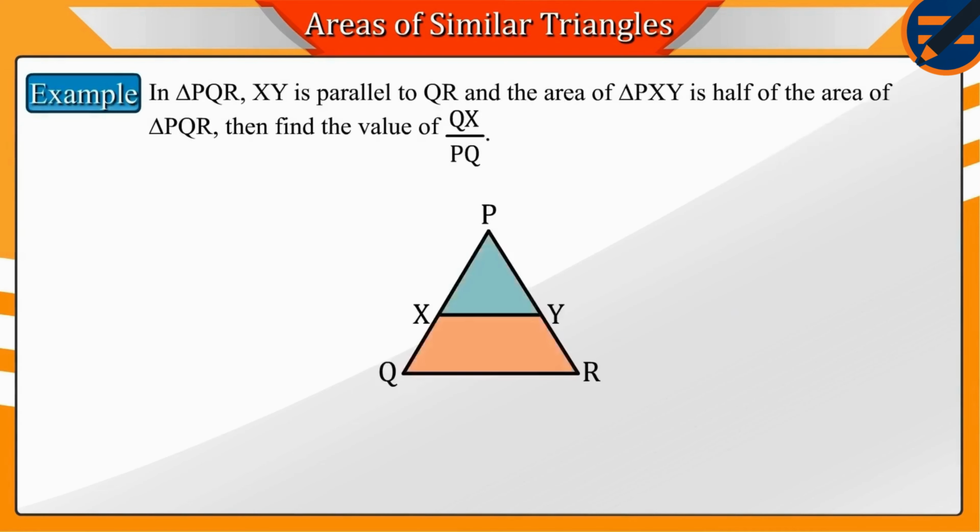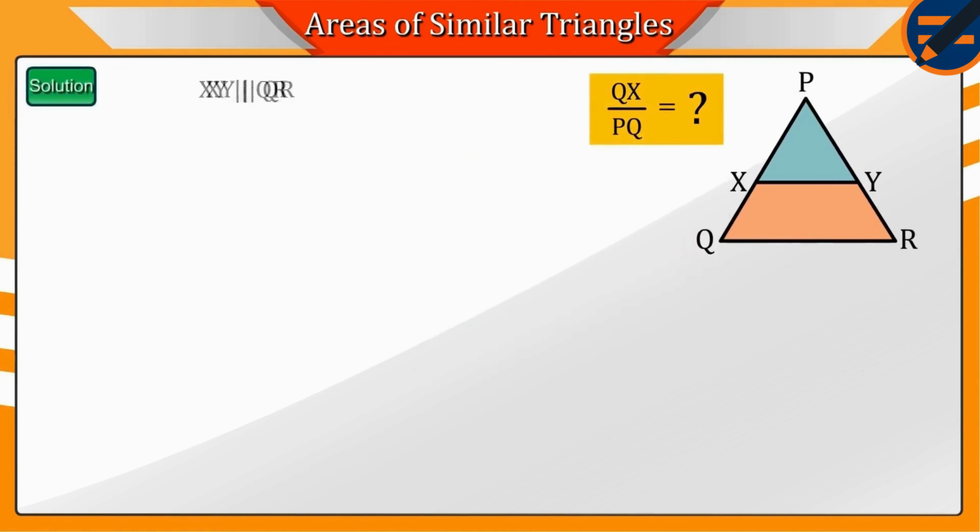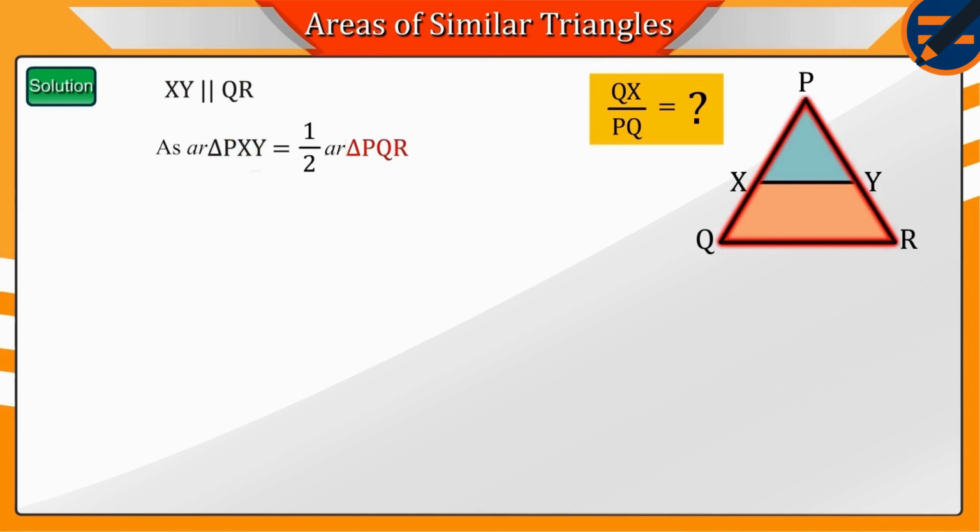In the given triangle PQR, if XY is parallel to QR and the area of triangle PXY is half the area of triangle PQR, then find the value of QX by PQ. According to the question, we know that XY is parallel to QR and the area of triangle PXY is half the area of triangle PQR. Hence, from equation 1, we can say that the area of triangle PQR will be twice the area of triangle PXY.